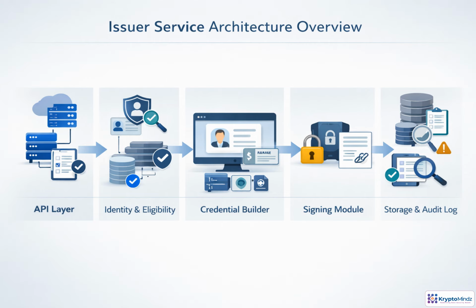The issuer backend works best as a controlled pipeline. Requests enter through an API layer that authenticates callers and validates data. Identity and eligibility checks determine whether issuance is allowed. The credential builder translates business records into a standards-compliant verifiable credential. Signing happens behind a stronger boundary, such as an HSM or KMS, so issuer keys stay protected. Finally, storage and audit logging preserve evidence, status, and revocation references for operations and compliance.